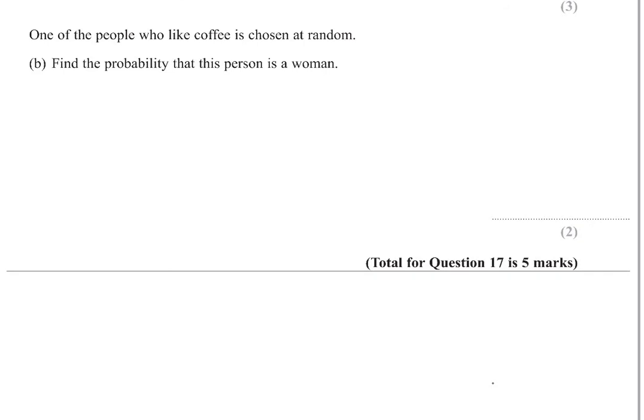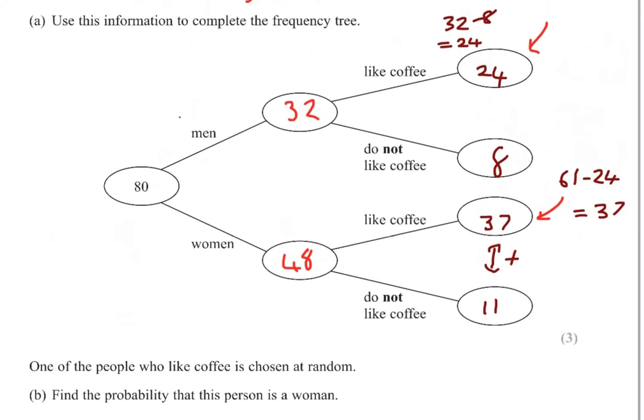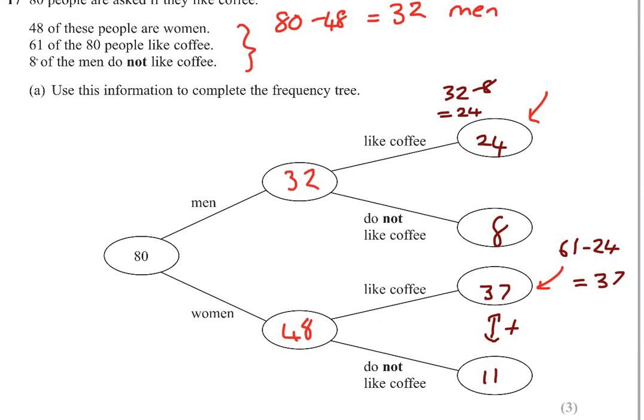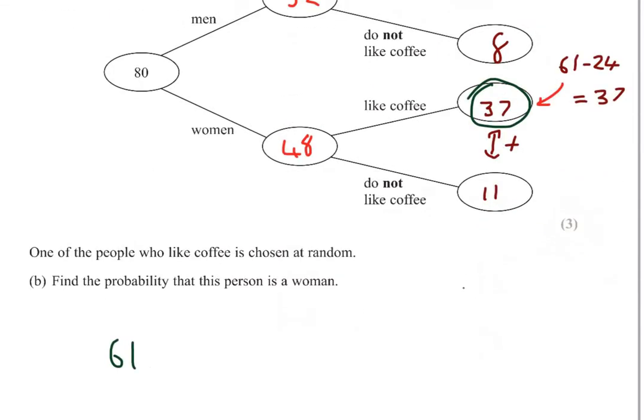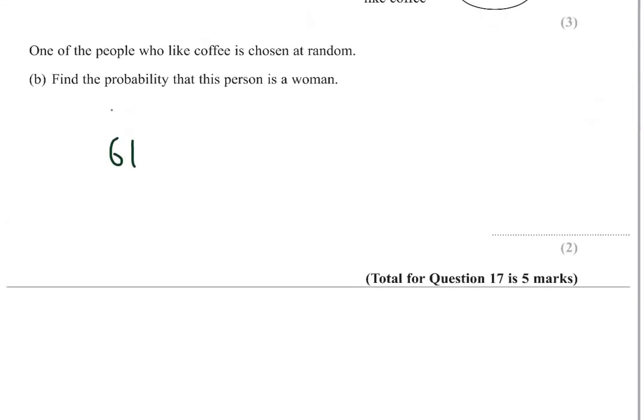Okay, one of the people who likes coffee is chosen at random. Find the probability that this person is a woman. So we know that there's 61 people in total who like coffee. Yep, so that was given to us here. So how many women like coffee? Well, that's just this number here. So the probability is just 37 divided by 61.